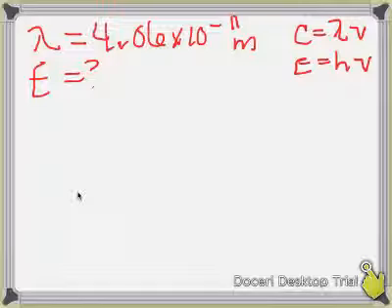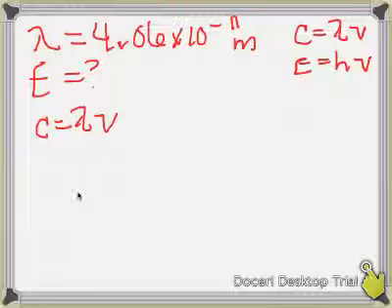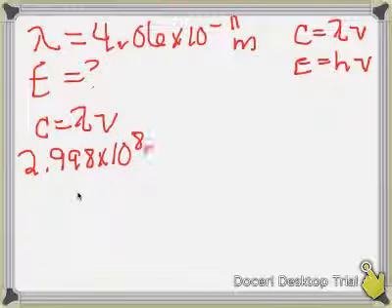Can we solve for energy? No. Why can we not solve for energy? Because we don't have frequency. Can we find frequency? Yes, because we've been given wavelength, correct? So first we have to solve for frequency, and then we can solve for energy. So C is equal to wavelength times frequency, correct? So we're doing the exact same thing we did a second ago, except this time we know what wavelength is.